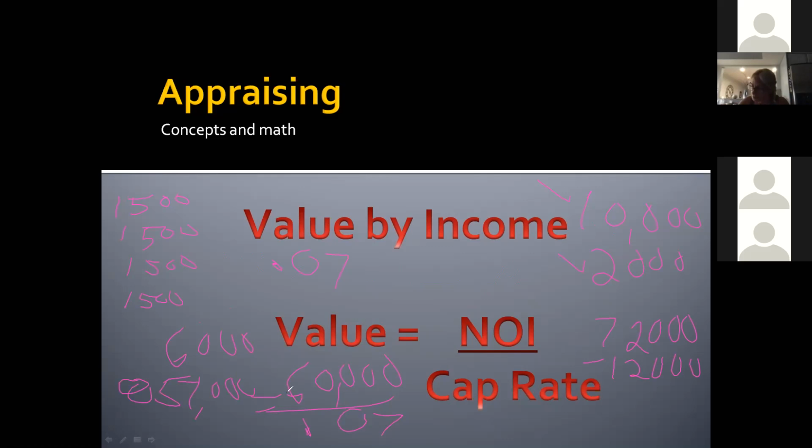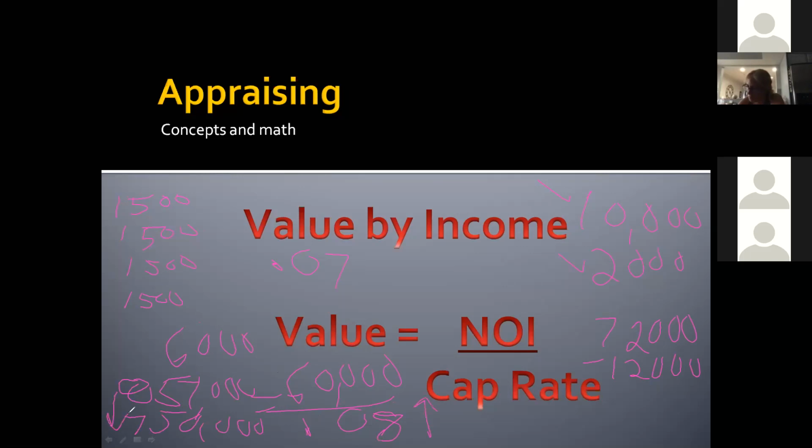But what if somebody wants a higher cap rate? What if somebody says, listen, I really don't want to invest my money and only make 7%. I want to invest my money and make 8%. Well, his income isn't going to change on the building. But if we take now 60,000 and we divide it by 0.08, now the building is only worth $750,000. So you can see that as the cap rate goes up, the value goes down.